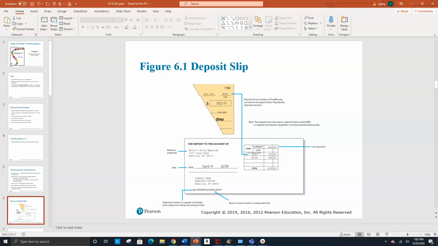Especially in a company, you have to make deposits, so you fill out the deposit slip. The address is possibly pre-printed. You have a date. Down here you have a routing number that identifies the bank, and then the account number, which is usually pre-printed on a deposit slip as well. You usually list your check numbers and the amounts you're depositing, and the cash.